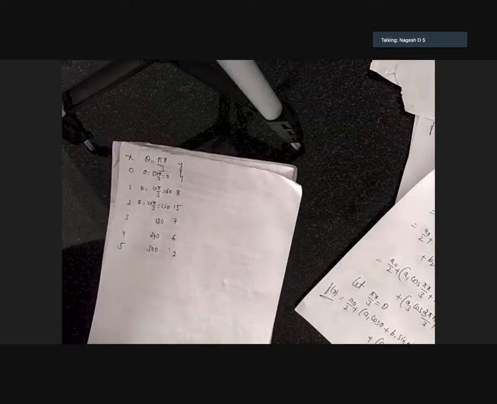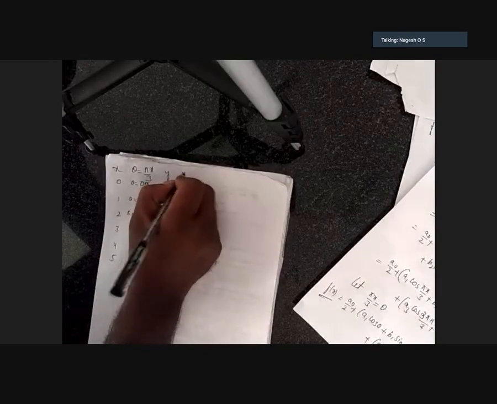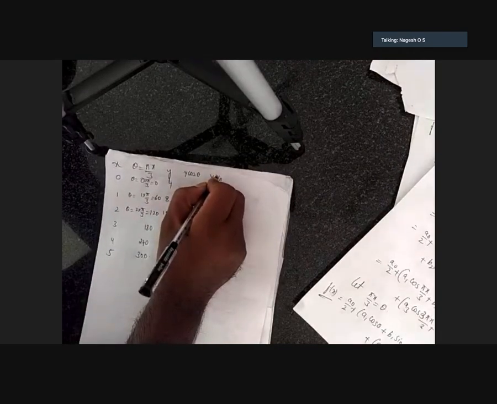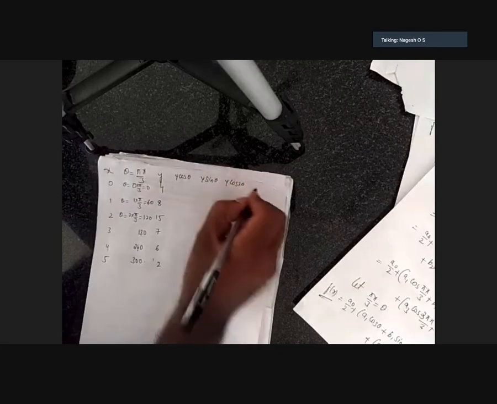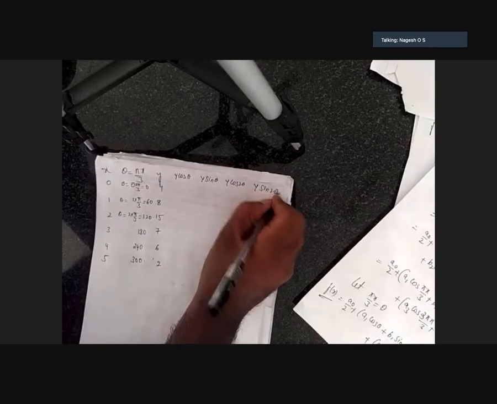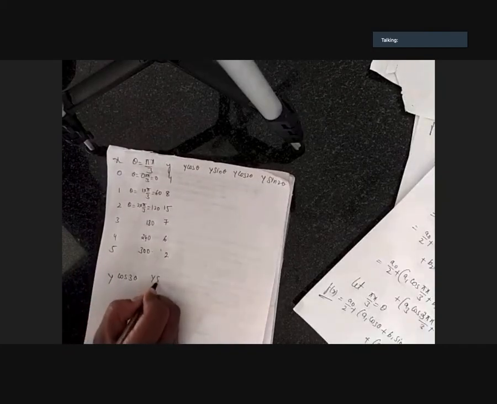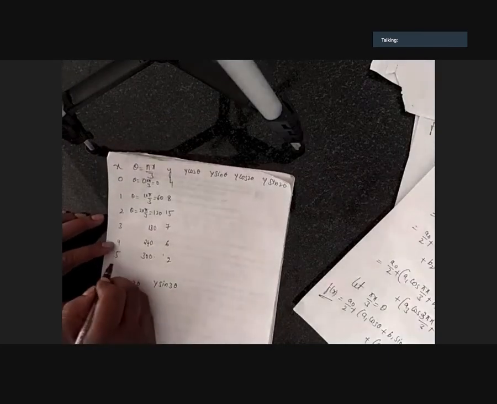What we need? We need cos theta, sin theta, cos 2 theta, sin 2 theta. Okay. Y cos theta, y sin theta, y cos 2 theta, y sin 2 theta, y cos 3 theta, y sin 3 theta. Okay, this much we need.